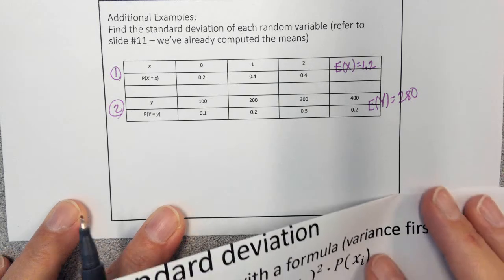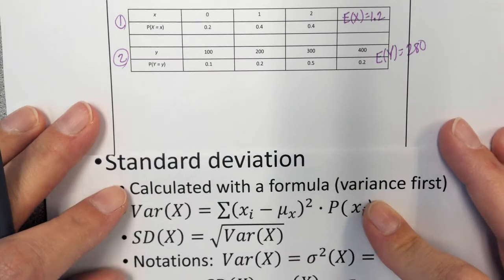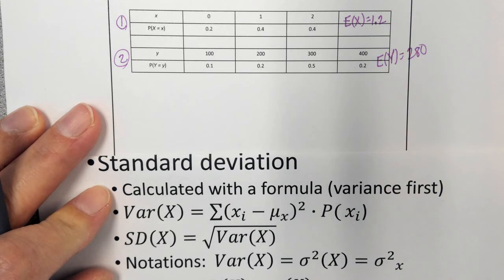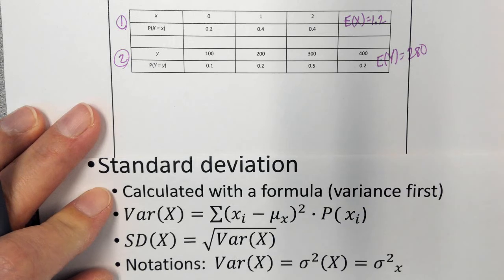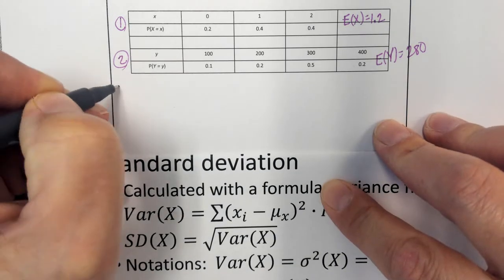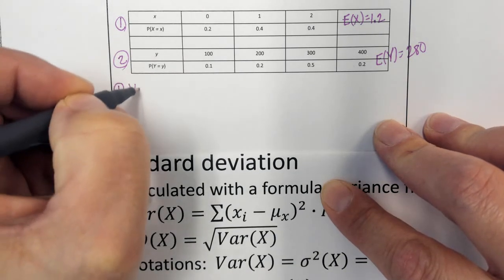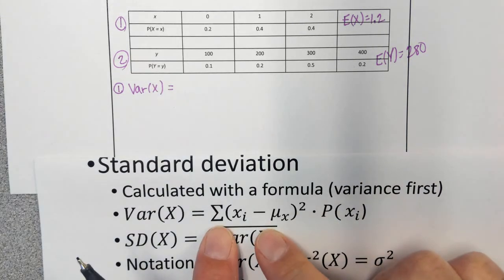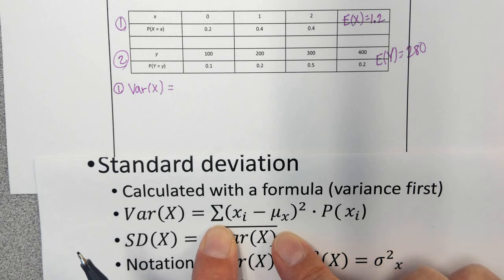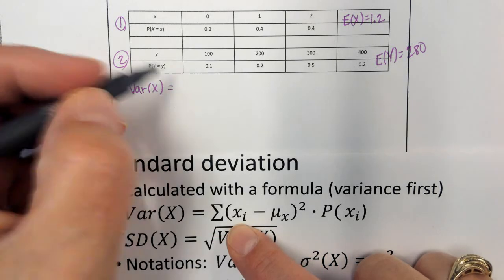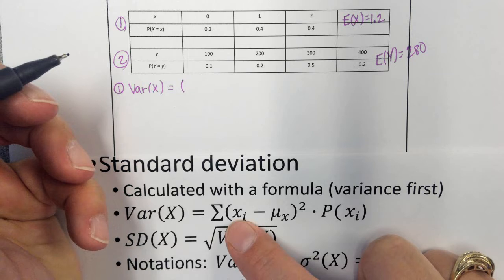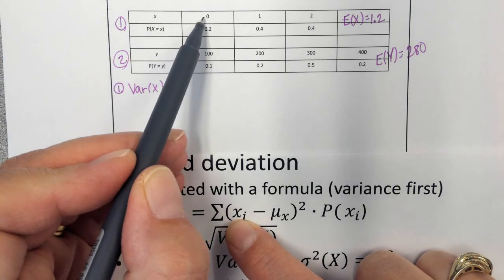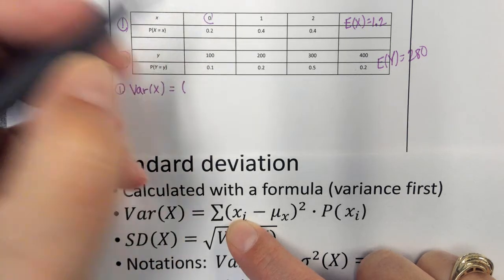So I might even just pull it out here so I can look at it. I have a mean of 1.2 for the x, and I want to calculate the standard deviation of x. So I'm going to do the variance first. For problem number 1, I'm going to do variance of x equals, now I'm going to sum some things. I'm going to take each x value, so open parentheses, take an x value. In the first row, the first x value was 0. So that's this number right here.